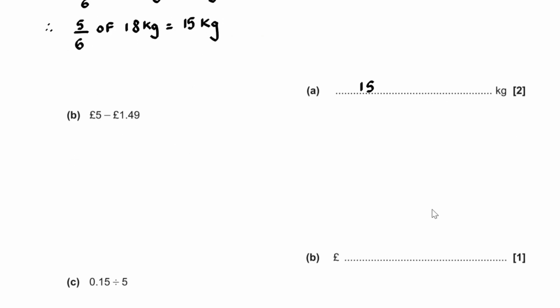And now for part B, we have to work out the difference between 5 pounds and 1 pound 49. Well, over here, currently if I draw a number line, we're at 1 49 and we want to get to 5. Well, if I add on 0.51, what we will end up with is 2.